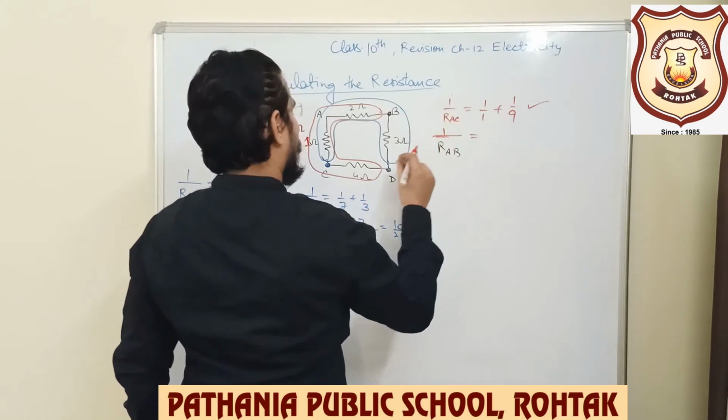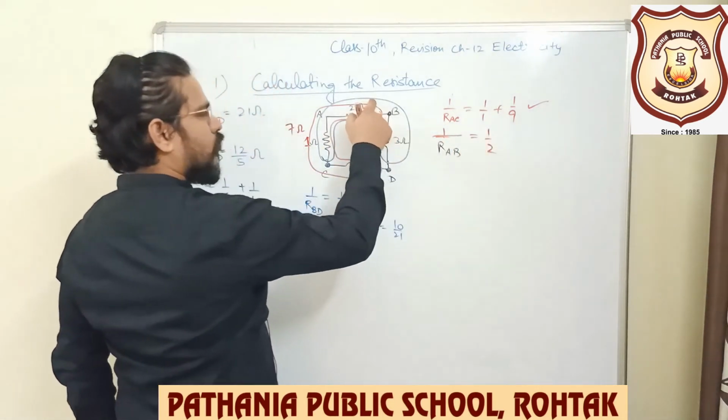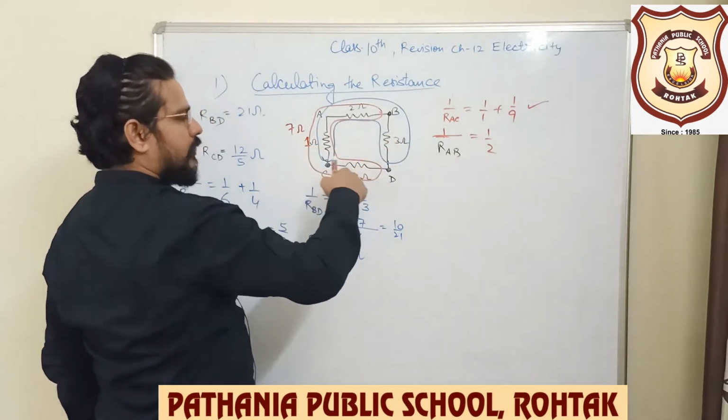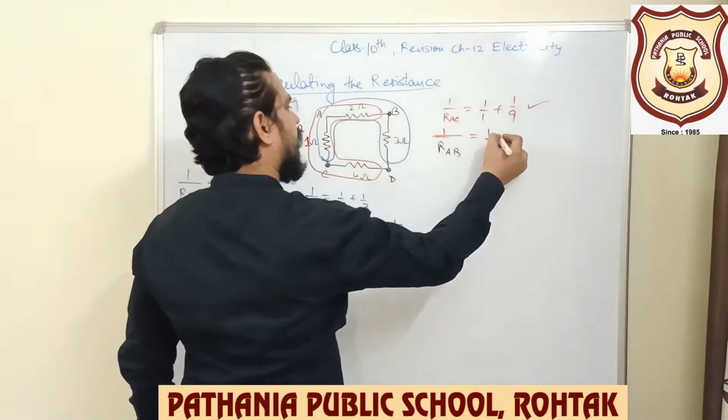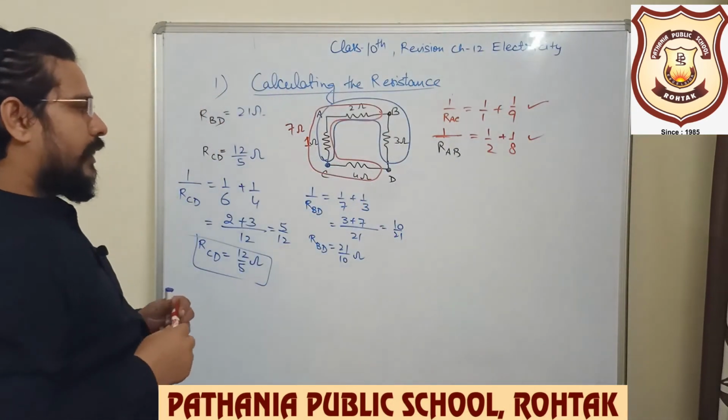And your 1 by RAB will become 1 by 2, that is the top AB resistance, and then in parallel the series combination of these three, 1 plus 4 is 5, plus 3 is 8. So from this equation you can find the RAB.